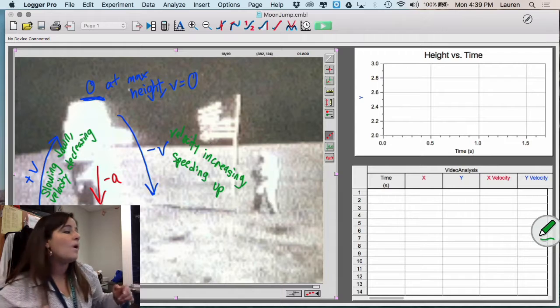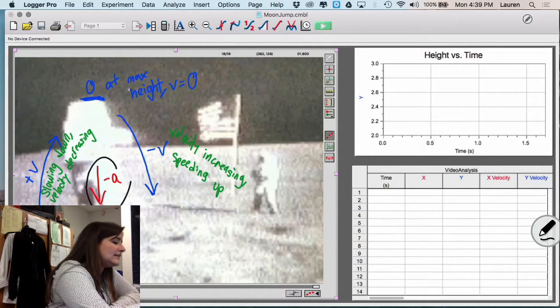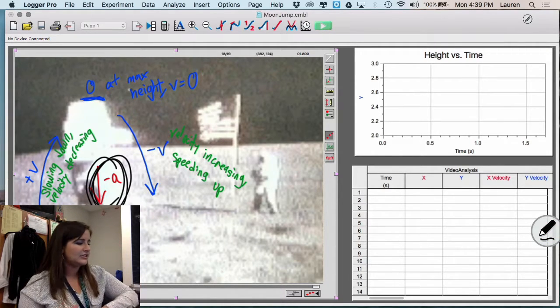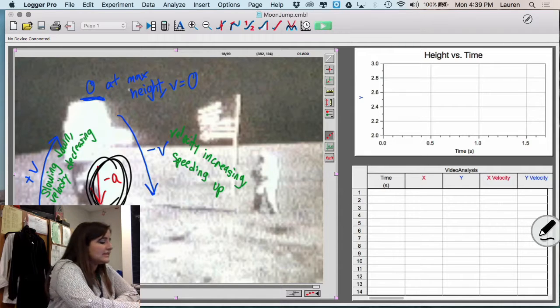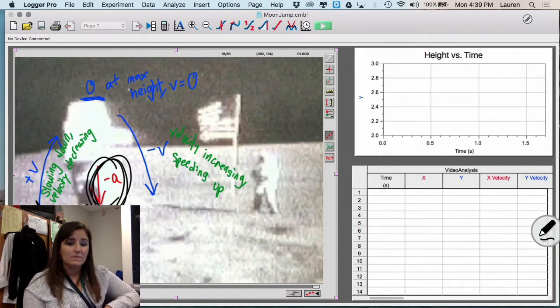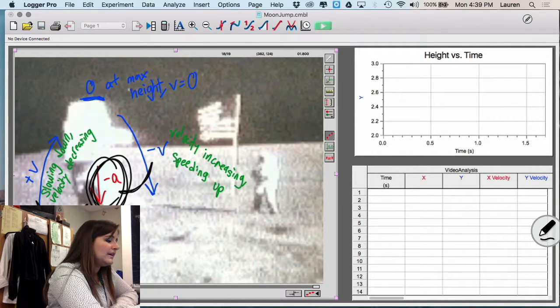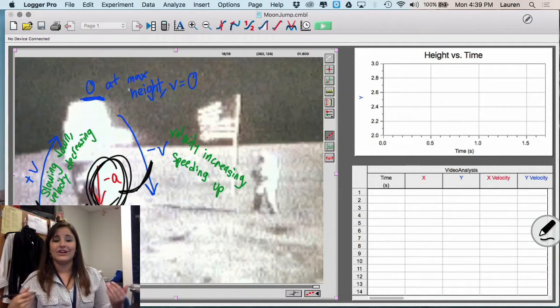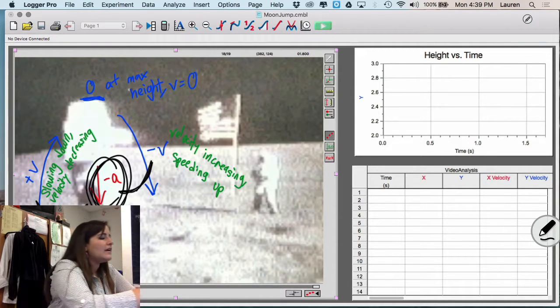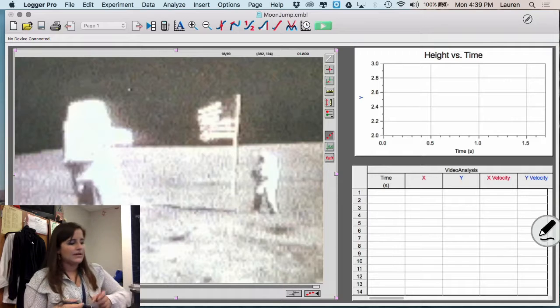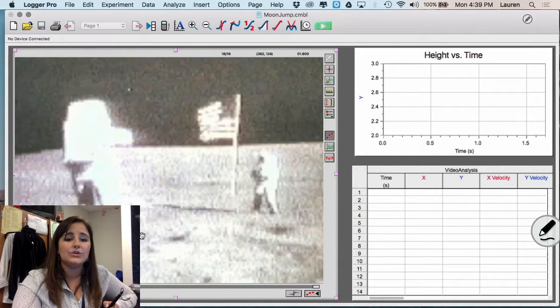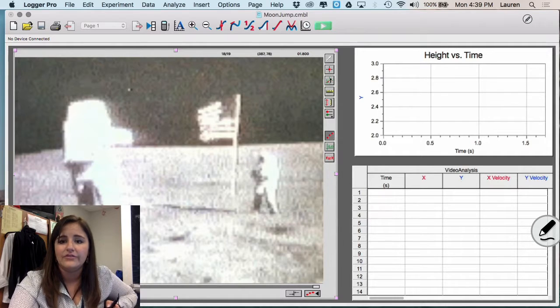But the whole time, he still has a negative acceleration. The only difference is that here, the signs are opposite, so that means he's going to slow down. Here, both of the signs are negative, so that means he's speeding up. This is a program that does video analysis, so I'm going to use it to track his motion, and then we can use it to analyze the graphs.